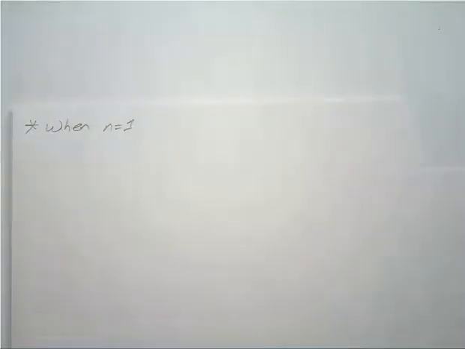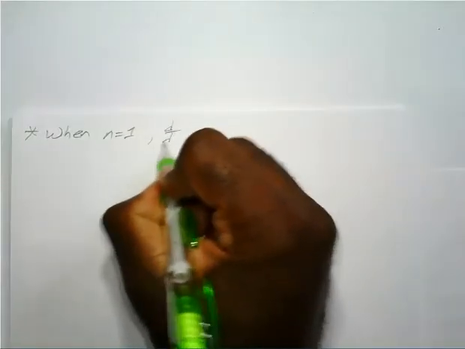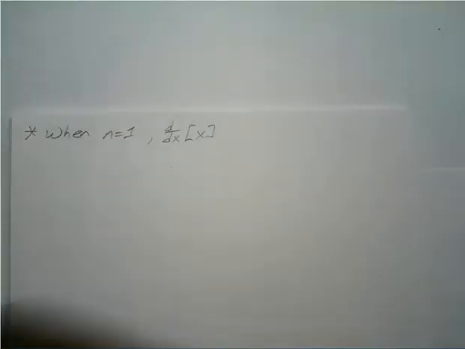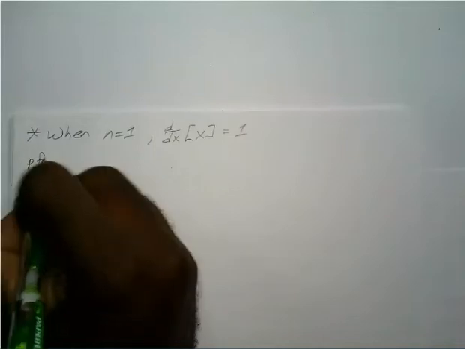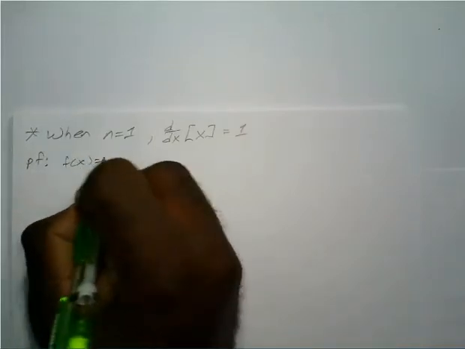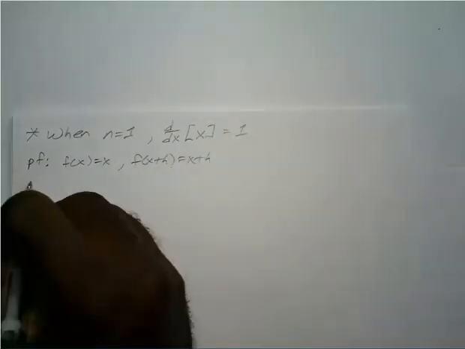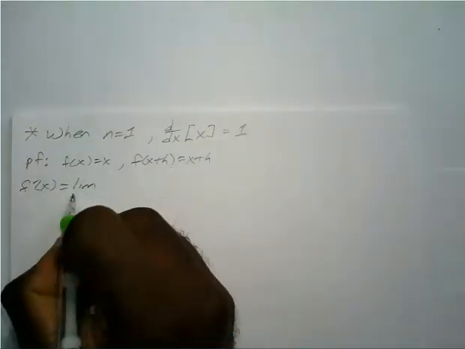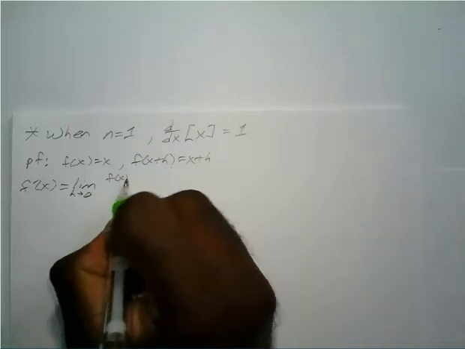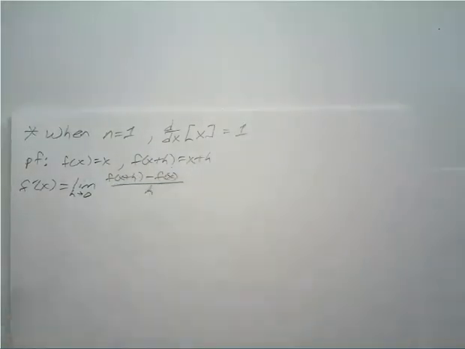Okay, so we're going to look at a special, not really a special circumstance, but a circumstance that you will run across. So when n is equal to 1, the derivative with respect to x of just x is going to equal 1. Okay, so again, we have a quick proof here. So when f of x is equal to x, and f of x plus h is equal to x plus h, f prime of x is equal to the limit as h approaches 0 of f of x plus h minus f of x, all over h.